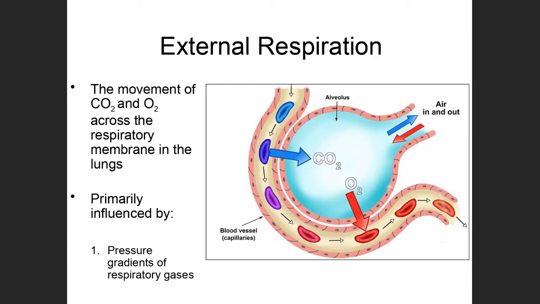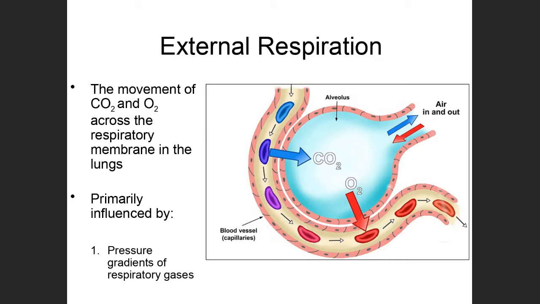And this is driven by pressure gradients primarily. So the air that we breathe in that's sitting in the alveolus has a really high concentration of oxygen. For that reason, we're going to see oxygen moving from the alveolus into the blood. And at the same time, the blood has a really high concentration of carbon dioxide. The reason for that is this is venous blood.